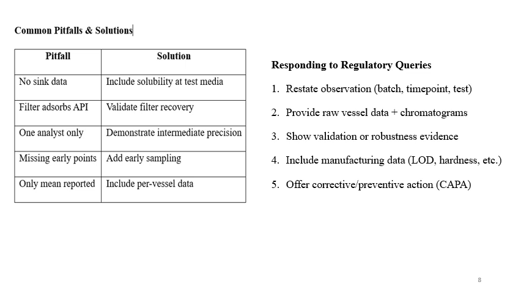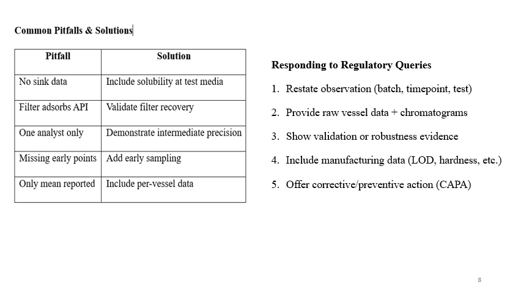Then common pitfalls and the solutions. So first is no sink data, include solubility at test media. Filter absorbs API, validate the filter recovery. One analyst only, demonstrate intermediate precision. Missing early points, add early sampling points. Only mean reported, include the per vessel data. That means all the 6 unit dissolution unit data along with the mean, max, average and RSD is to be included. All the data to be included, whether it is on 6 unit or 12 unit or 24 unit, generally 12 unit data is required. So consider all the data.